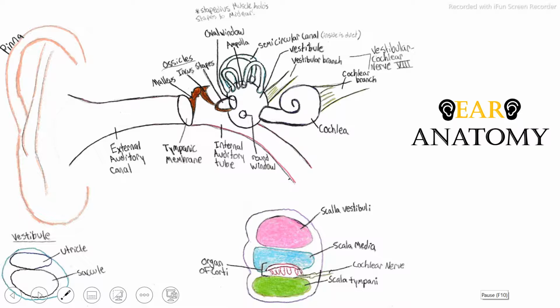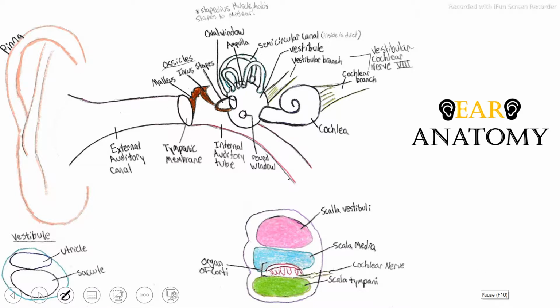We have some nerves coming from the internal ear. Here we have the vestibular branch of the nerve and the cochlear branch of the nerve. These two meet up to make our vestibulocochlear nerve, which is nerve pair 8. If you haven't watched the cranial nerve pair video yet, I'll link it down in the description.